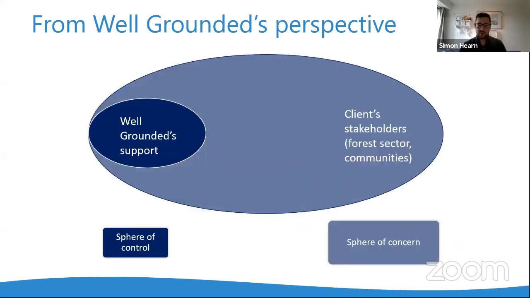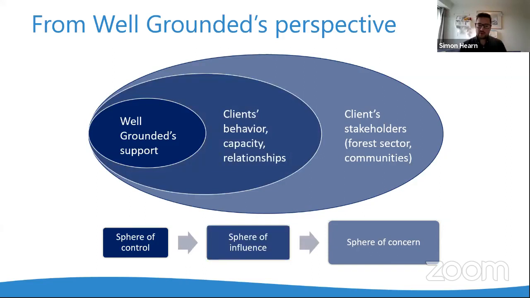Why do they do this? Well, their sphere of concern is around people who live in forests and the environment of forests, particularly in the Congo Basin. But they don't work directly with a lot of forest communities. They work with some, but a very small number. So how do they then reach the people that they're trying to benefit? Through other organizations, their clients. Who are their clients? Their clients are community-based organizations and NGOs in countries in the Congo Basin. And they're trying to support their clients' behavior, capacity, and relationships.